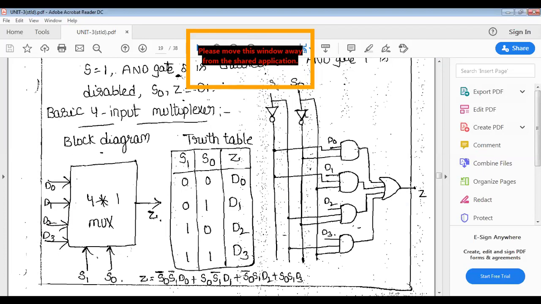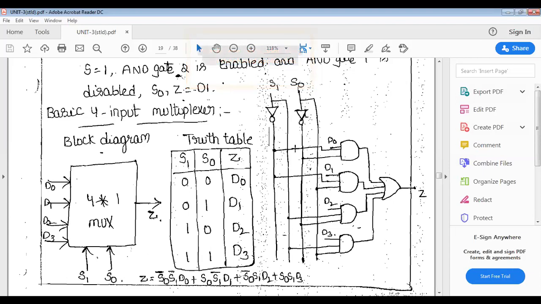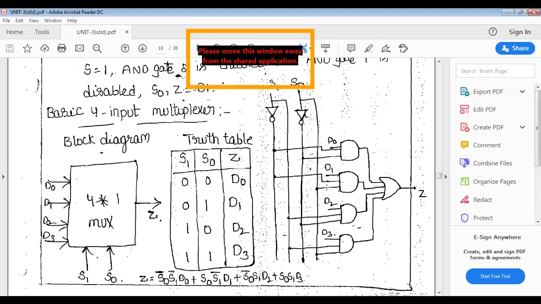The first AND gate has 3 inputs. One is D0, and the other 2 inputs are S0 bar and S1 bar, from the inverters. The second AND gate has 3 inputs. One input is D1, and the other 2 inputs are S0 and S1 bar. S0 is connected from the 4th line, and S1 bar is the first line.